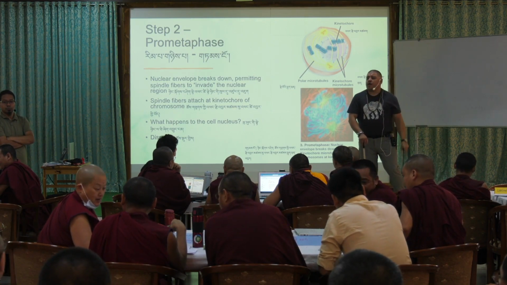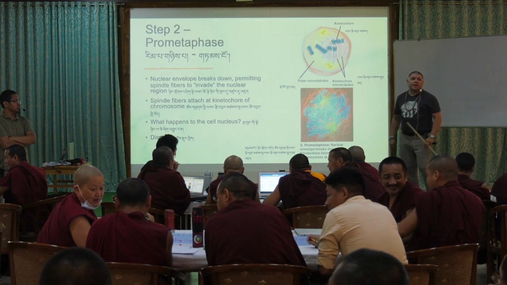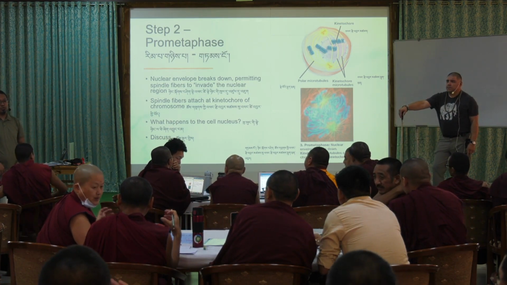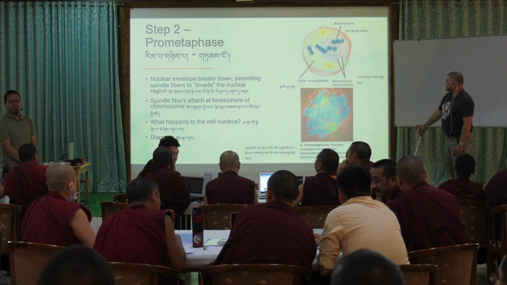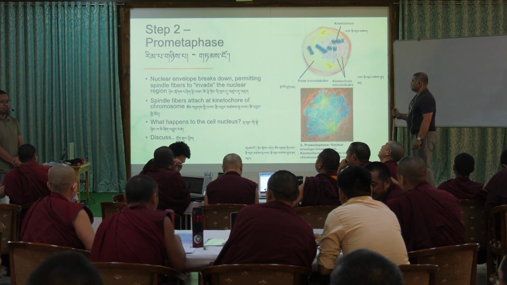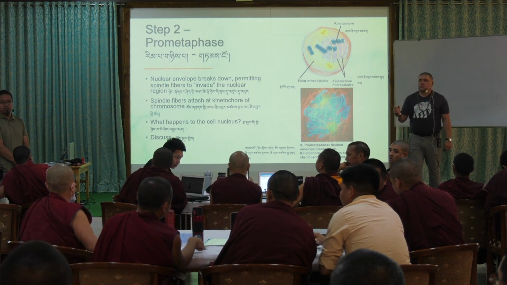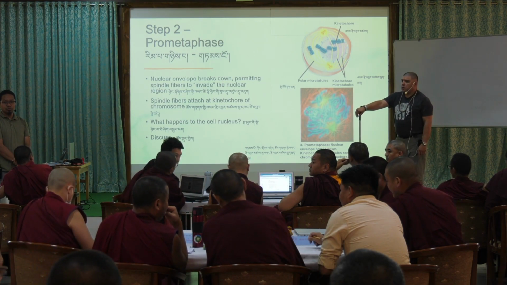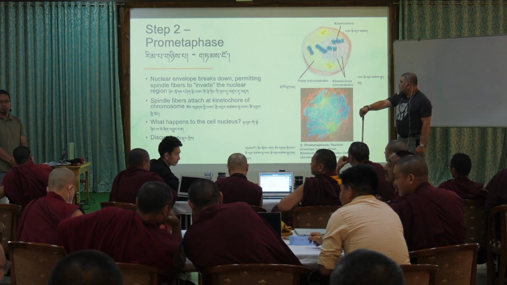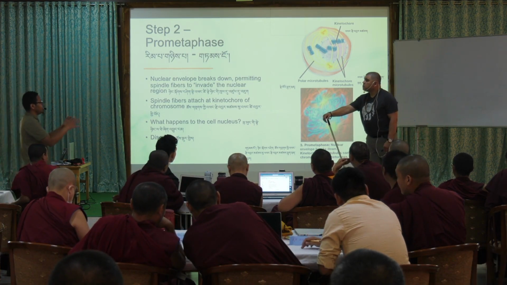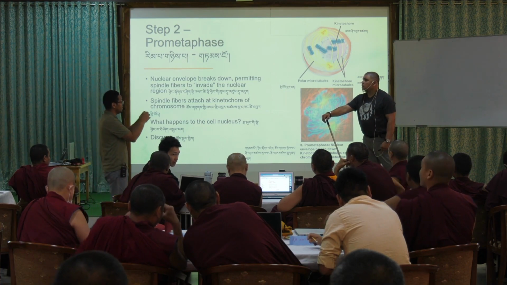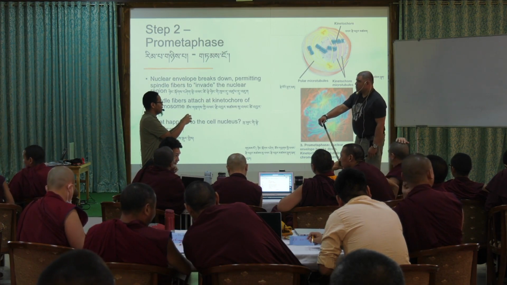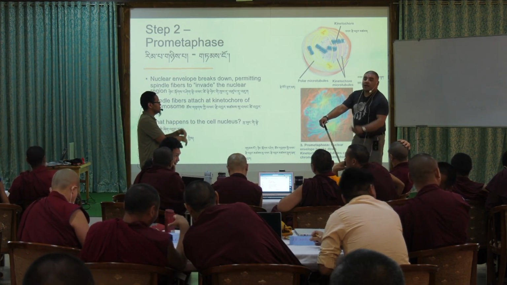Anybody want to share your thinking on why it's important for the nucleus to disappear? Because of the cell division, everything inside the cell needs to be divided into two. Right. They need to make copies. That's why the nuclear envelope dissolves, so disappears. Right. That is very good.